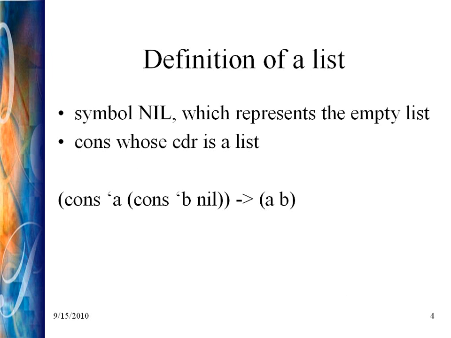So the recursive definition of a list is either the symbol nil, which represents the empty list, or a cons whose cdr is a list. So therefore, a cons whose cdr, that is the second element, is nil, and whose first element is any value, is a list. The list in this case containing B. And since this is a list, the cons whose first element is A and whose second element is this cons is also a list, and that's the list AB.